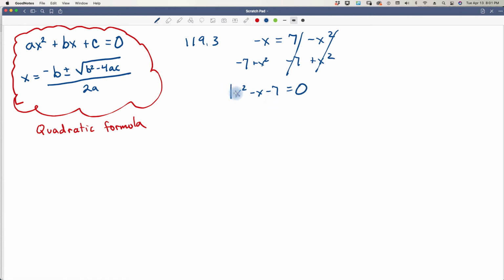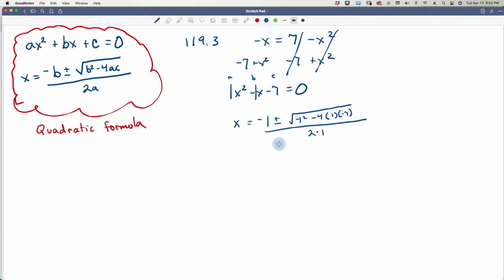Now we have our A, our B, and our C. So let's put that into our quadratic formula. That equals -1 plus or minus the square root of -1 squared minus 4 times 1 times -7. Okay? All over 2 times 1.